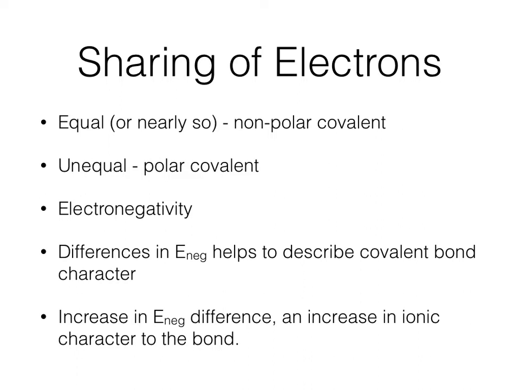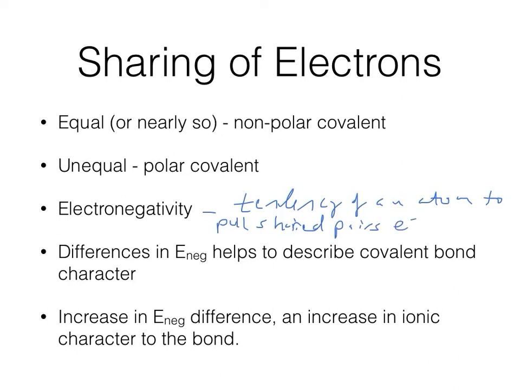All right, so the sharing of these electrons, as I said, can be equal or unequal, or nearly equal. Okay? And if we have an equal sharing, what we have is a nonpolar covalent bond. If we have an unequal sharing, that is a polar covalent bond. Okay? And the way we determine this is through electronegativity. Remember, what is electronegativity? The tendency of an atom to pull shared pairs of electrons toward itself.